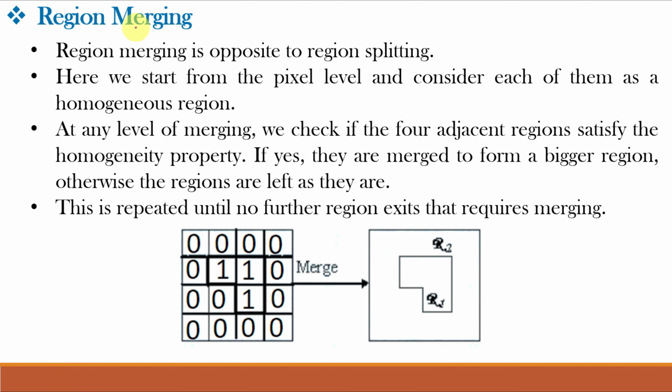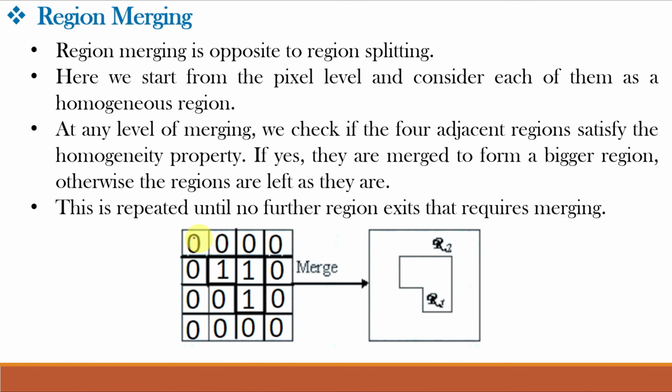As the name suggests, here we go on merging the regions and we start at the pixel level, right? So region merging is opposite to region splitting. Here we start from the pixel level and consider each of them as a homogeneous region. At any level of merging, we check if the 4 adjacent regions satisfy the homogeneity property. If yes, they are merged to form a bigger region. Otherwise, the regions are left as they are. So this is repeated until no further region exists that requires merging.